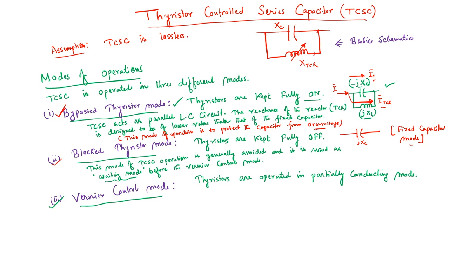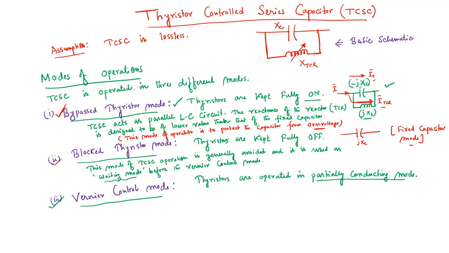Okay. Now, vernier control mode is used during healthy operating conditions, and in this particular mode of operation, thyristors are operated in partially conducting mode. So, that means we have the controllability feature here. We can control the overall impedance of the circuit through this mode, and thereby you have already seen there are two possible cases. One is inductive mode of operation of TCSC, another is capacitive mode of operation of TCSC. That means, in one mode, the effective impedance of the TCSC would be inductive, and in the other mode, the net impedance of the TCSC would be capacitive. So, we have two different types of this vernier control mode.